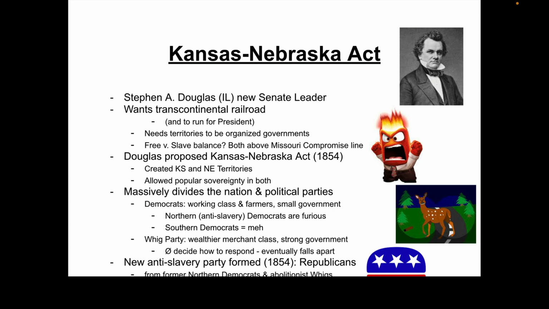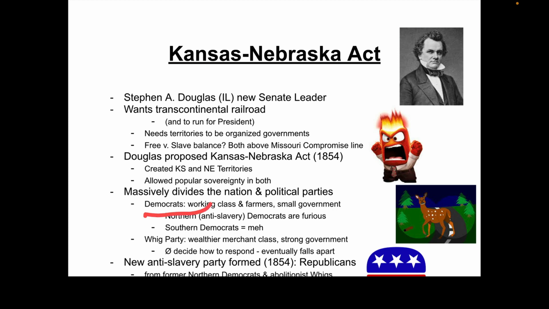The problem is that does not work at all. Stephen A. Douglas thinks no one is going to be mad. Instead, everyone is mad. What this basically does is this pretty much breaks the country. It's weird. I grew up in Kansas. I don't know why people would get all upset about Kansas, but people did. And people got really, really, really mad. What it ended up doing is it literally broke the entire political system.